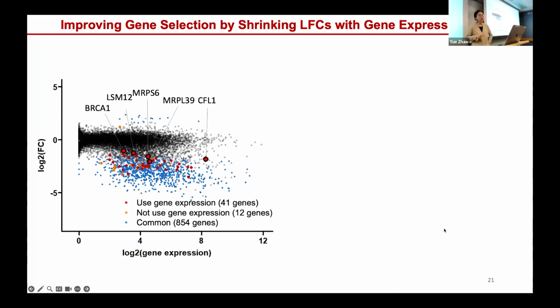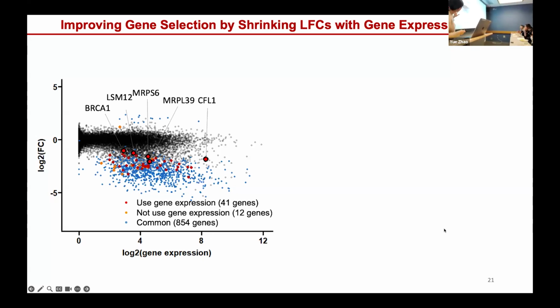Okay, after going through the detailed method, we started to evaluate our method. To demonstrate the benefits of using the gene expression data for the log fold change shrinkage, we evaluate the genes selected by our method using the gene expression data, that's the red dots here, compared to not using the gene expression data, that is the orange dots here. The blue one is the common one. Of course, both of them are common. There are just a few red dots and even fewer orange dots.